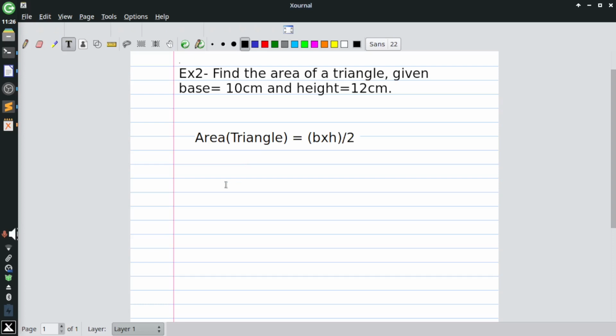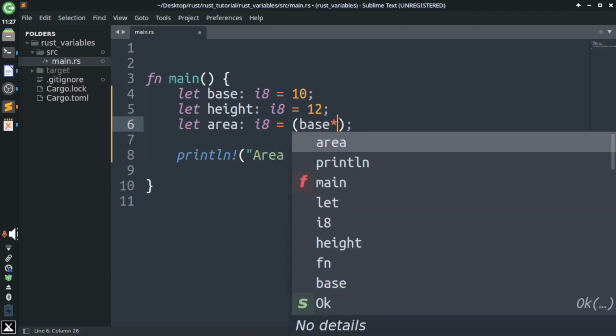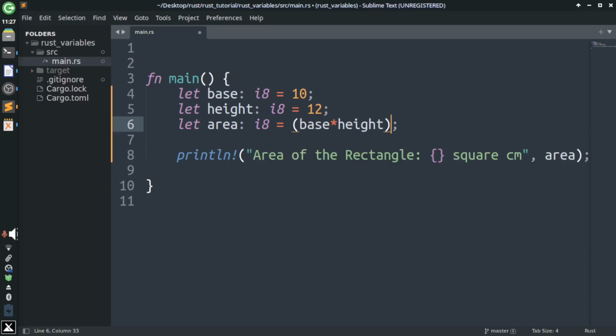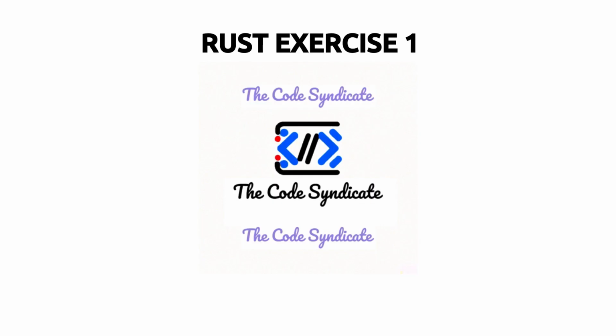Let's get back to the editor and implement it in the code. Now change this side 1 to base, which will be 10 centimeter, and side 2 to height, which will be 12 centimeter. Now to find the area, we have the formula base into height divided by 2. Change this to triangle, run the code, and we get 60.